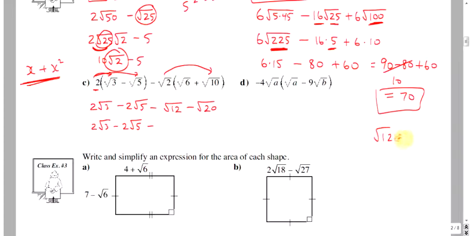If you don't, well, that's what we want to do. What's the square root of 4? I know what that is. Get rid of the radical. It's a perfect square. Root 12 is 2 root 3. So I see I have a couple of root 3's I can collect. Root 20 is root 4 times root 5. That's 2 root 5.